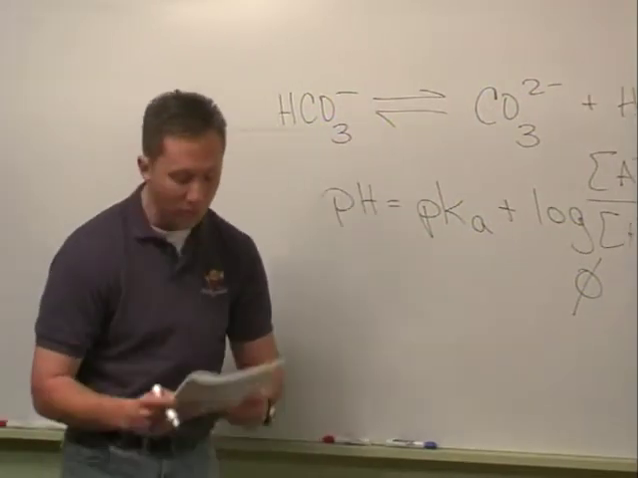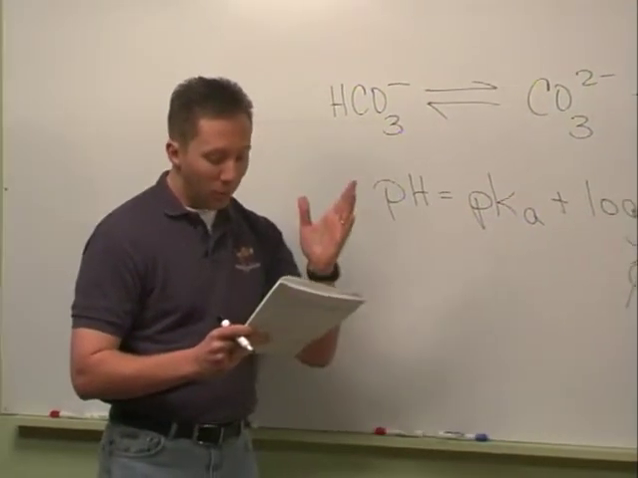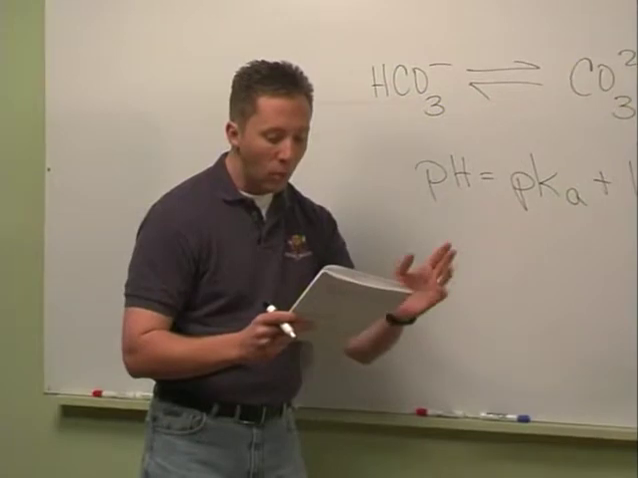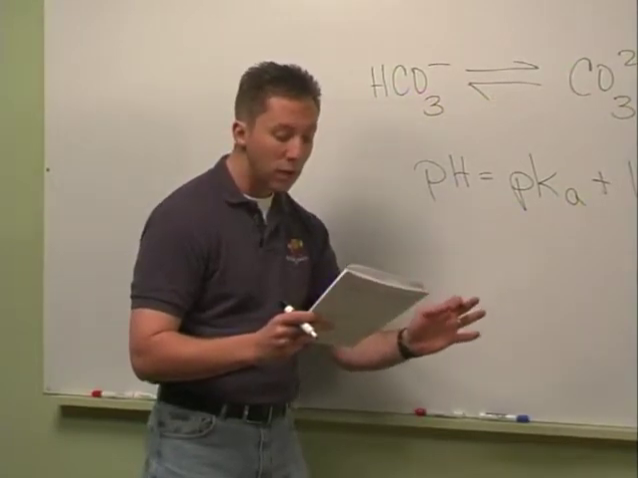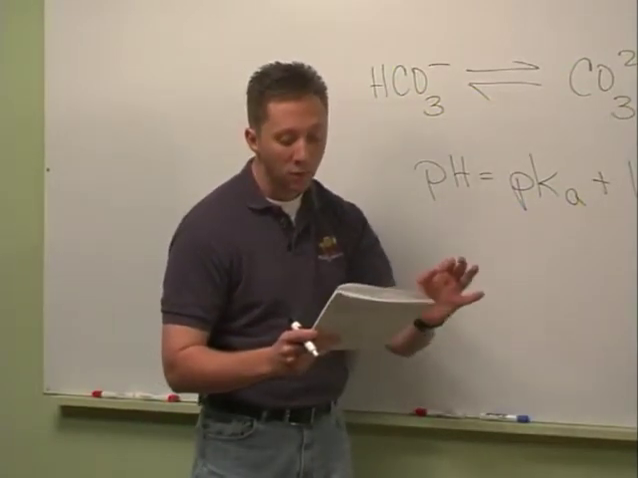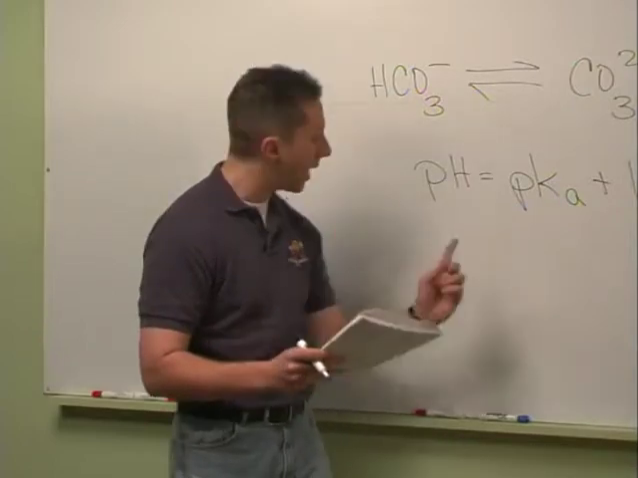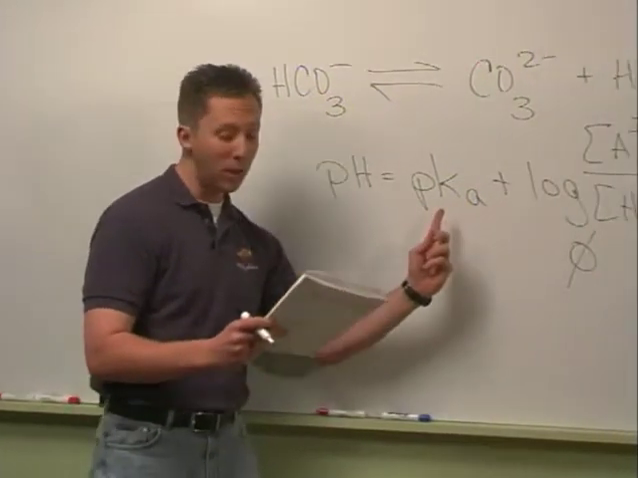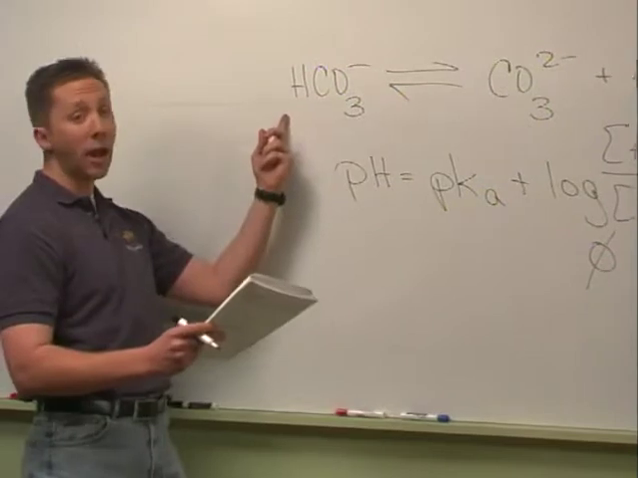Let's find the answer choice that says that. Let me read the question again. If an aqueous solution of 1 molar carbonate ion is titrated with equal concentration of HCl, there will be an equal concentration of bicarb and carbonate ion when the pH equals which of the following? That would be the pKa of the bicarbonate ion.